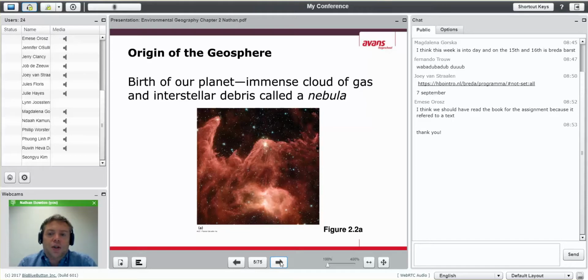The origin of the geosphere. So now we're going to go through the spheres one at a time. The geosphere started with the birth of our planet, really: an immense cloud of gas and interstellar debris created from the Big Bang, and it was called a nebula.